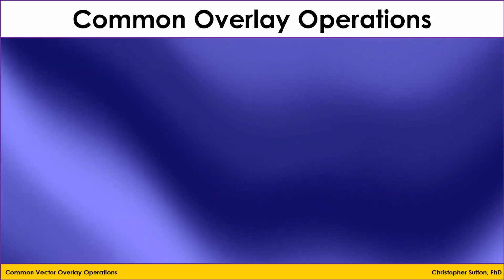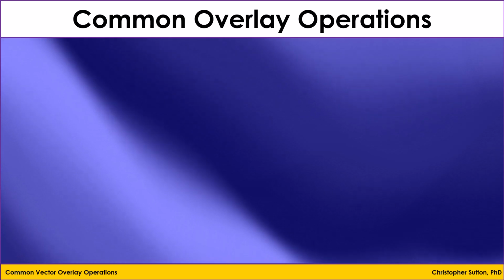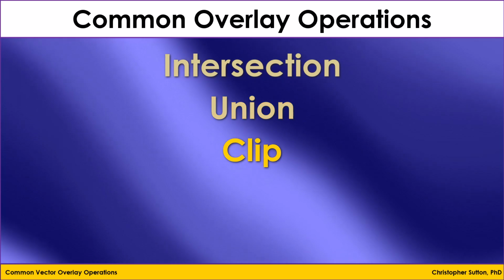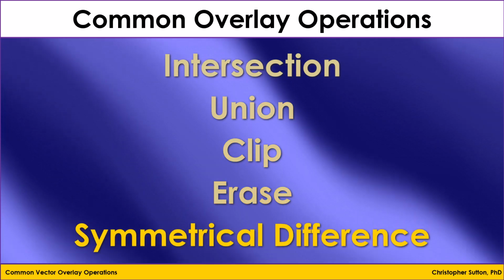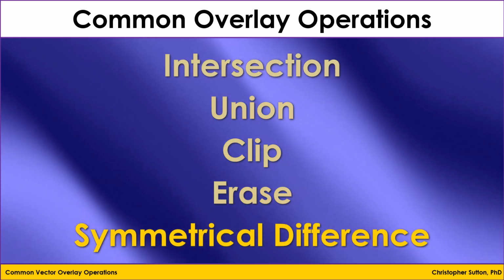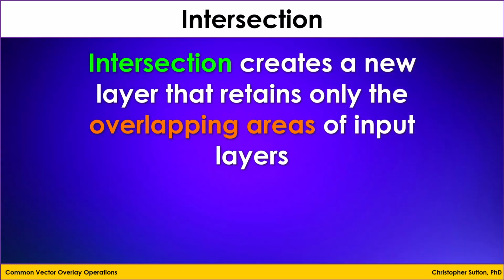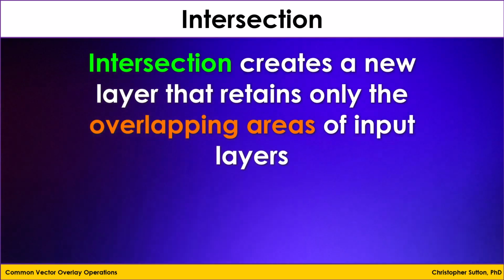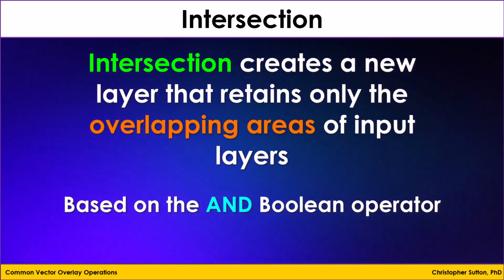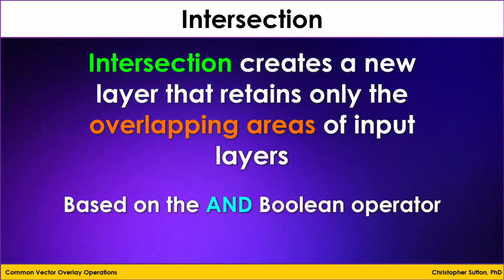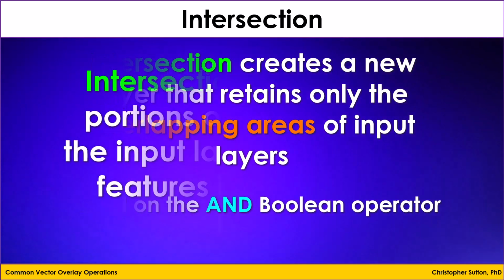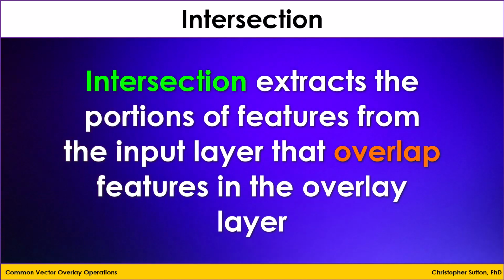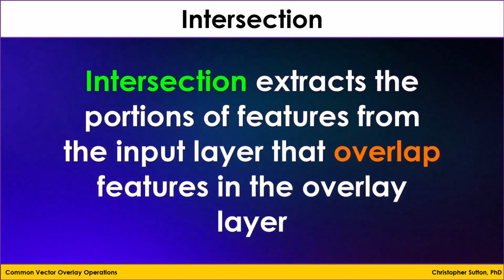In this video, we will examine common overlay operations. They will include intersection, union, clip, erase, and symmetrical difference. We'll begin with intersection. Intersection creates a new layer that retains only the overlapping areas of the input layers. It's based on the AND Boolean operator, which was discussed in an earlier video. Through intersection, we can extract portions of features from an input layer that overlap features in the overlay layer.